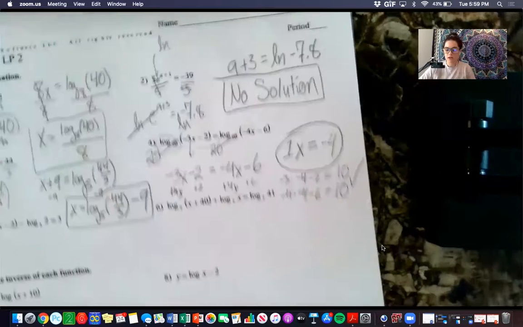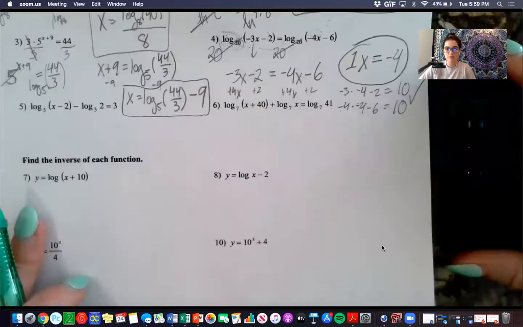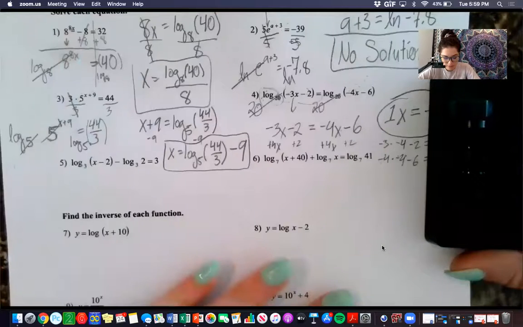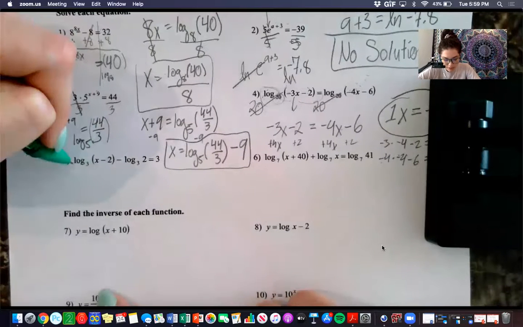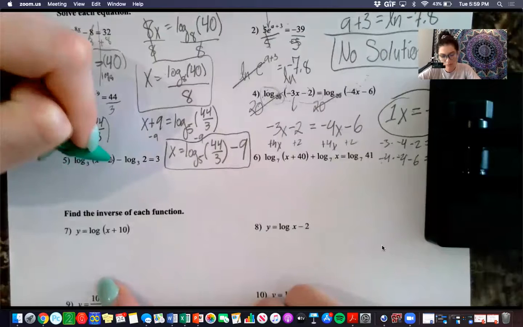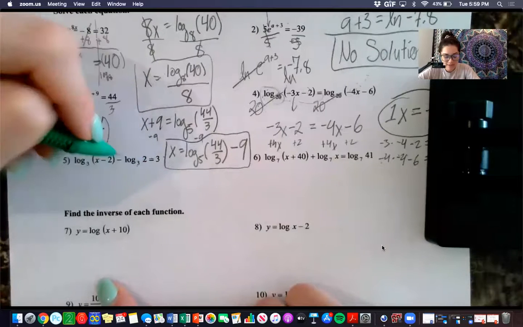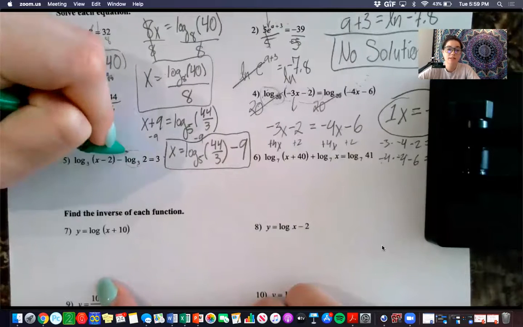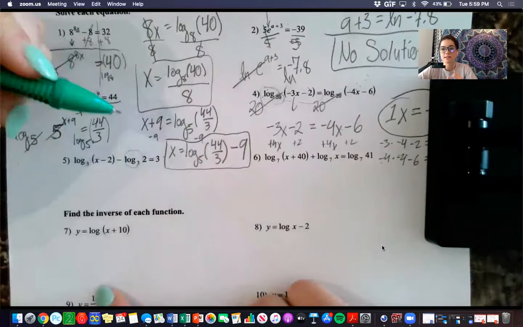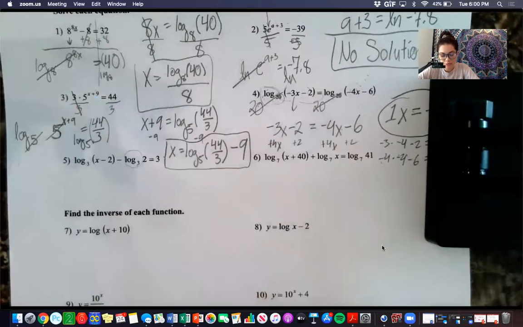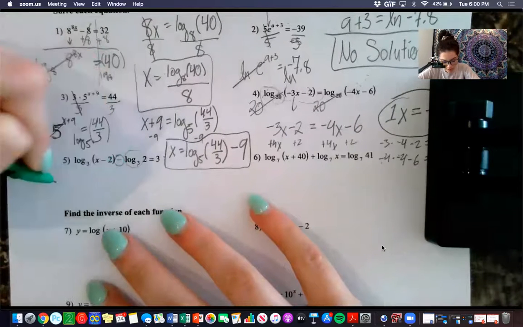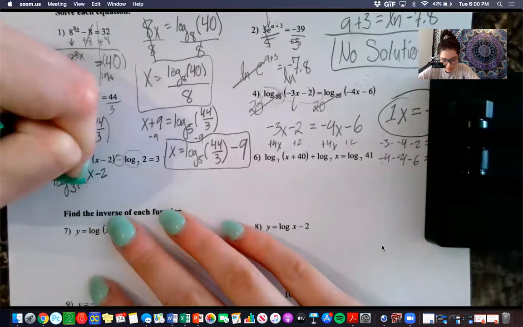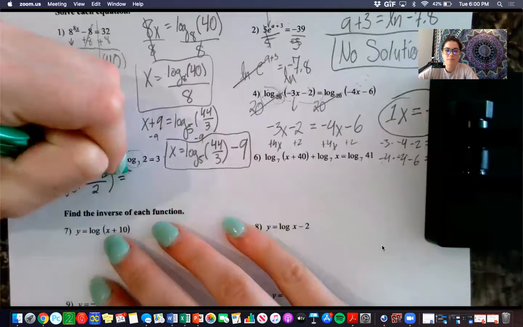Okay, moving on to number 5. Okay, so log base 3 of x minus 2 minus log base 3 of 2 equals 3. So I see I'm taking the log of two different things, but they have the same base. So I'm going to take a second and I'm just going to condense that using our properties of logs. If I have subtraction, I know it becomes division. So I'm going to keep this log base 3, and it's going to be x minus 2 all divided by 2. And then I just left that side alone.